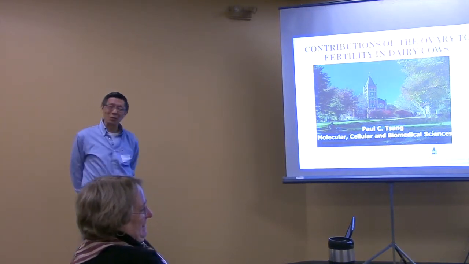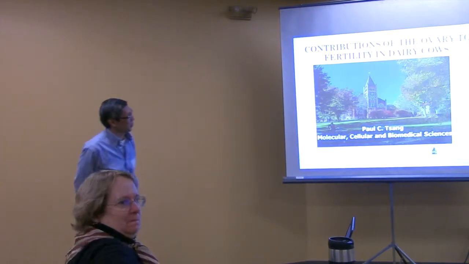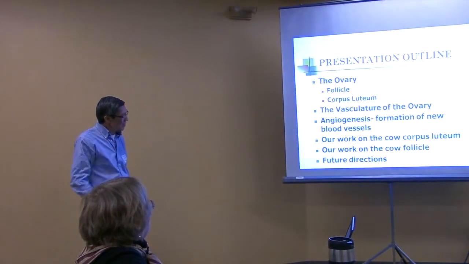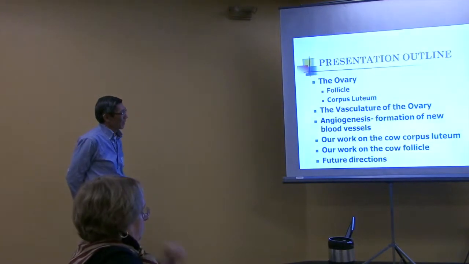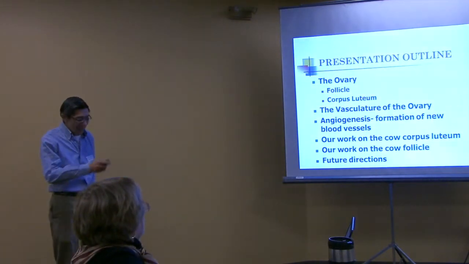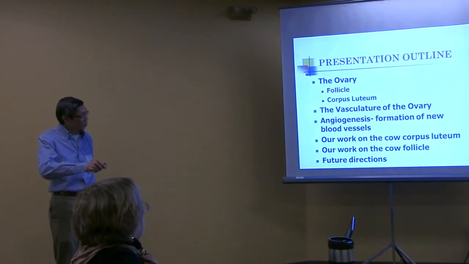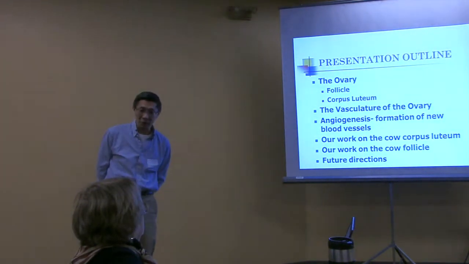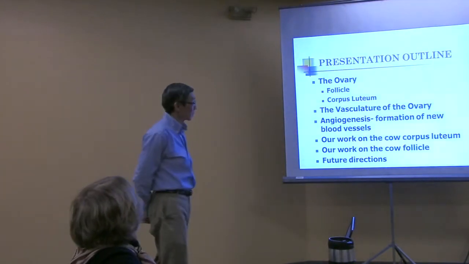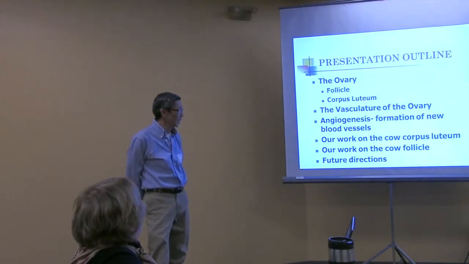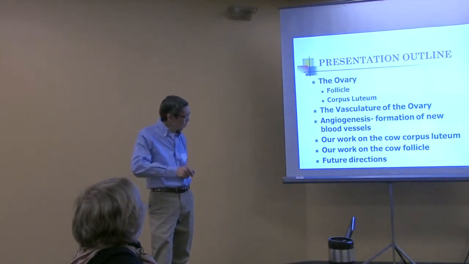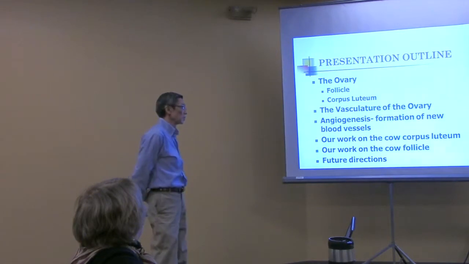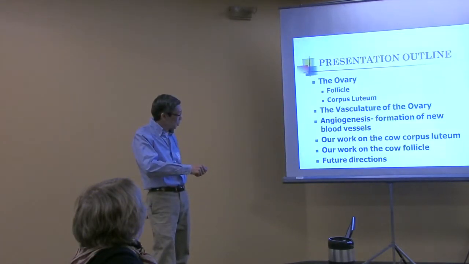Thank you for this opportunity for me to tell you about contributions of the ovary to fertility in dairy cows. In this presentation, I'm going to describe for you the two important structures found within the ovary. In particular, I'm going to tell you about the vasculature, that is the blood vessel system of the ovary, and specifically about the factors that are responsible for forming new blood vessels, a process known as angiogenesis.